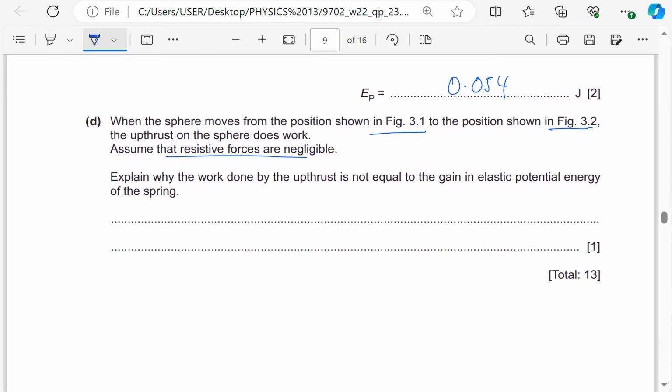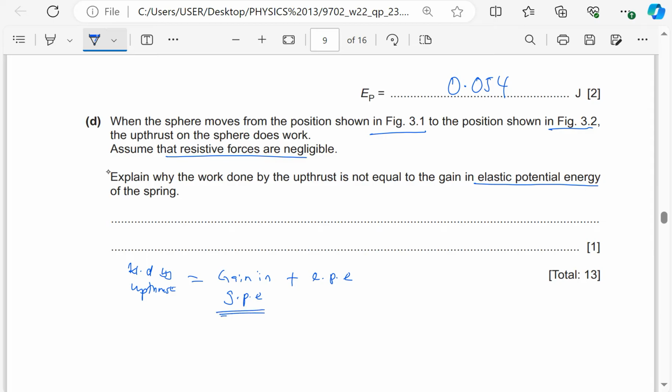So they say the upthrust does work. Of course, the work done by the upthrust is doing two things. Number one, the sphere is raising, so it is equal to the gain in gravitational potential energy. Number two, it is increasing the elastic potential, it is compressing the spring, so it is plus elastic potential energy of the spring. So explain why the work done by the upthrust is not equal to the gain in elastic potential energy.